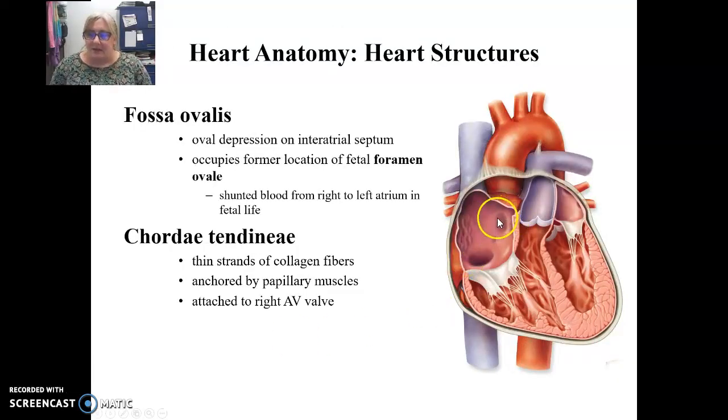There's a special structure right here in the heart called the fossa ovalis. It's a depression in the heart. Fossa is just a depression, and it's an area that during fetal development was a hole. It was called the foramen ovale, and the function of that hole was to shunt blood from the right atrium to the left atrium, because in the fetus there is no oxygen coming in from the lungs via breathing.